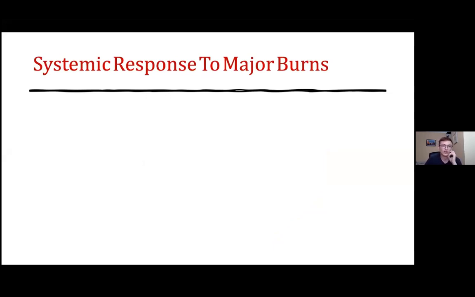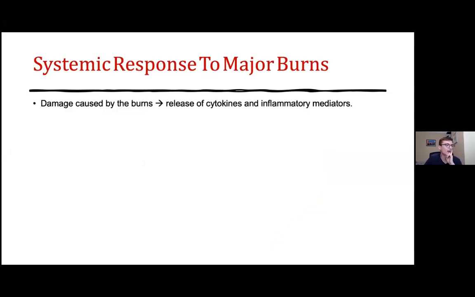So we've quickly gone over the local effects of burns. Now we'll talk about some of the systemic responses you can get to larger or major burns. Damage caused to tissue by the burns leads to release of inflammatory cytokines and mediators, and if that's extensive enough, you start to get some systemic effects. Once you get to about 15 to 20% of someone's total body surface area, these inflammatory mediators lead to systemic effects and affect other areas of the body.